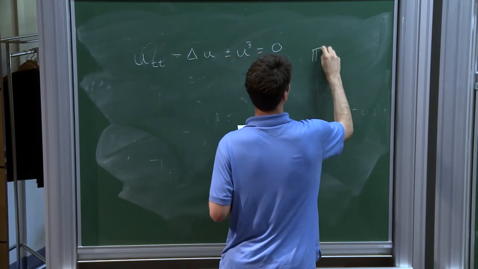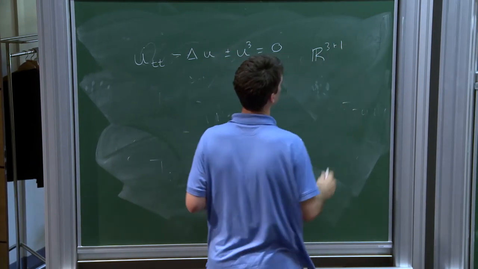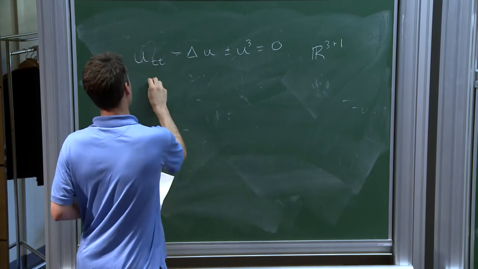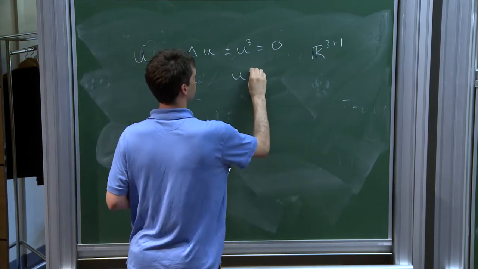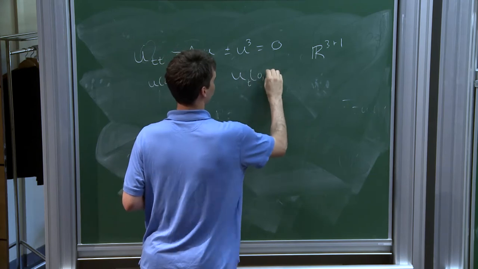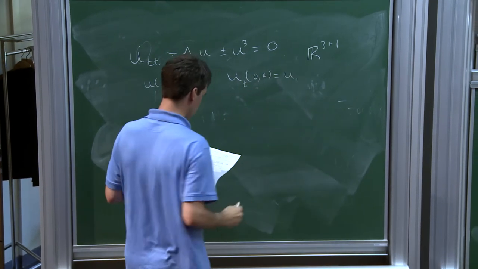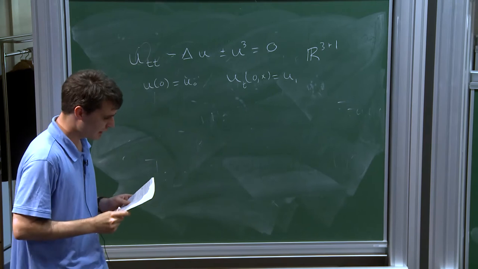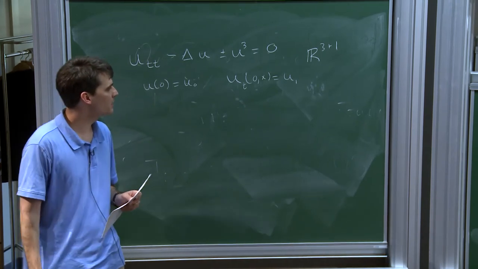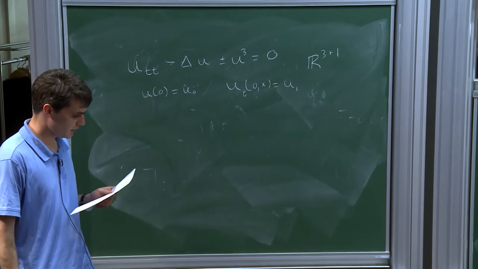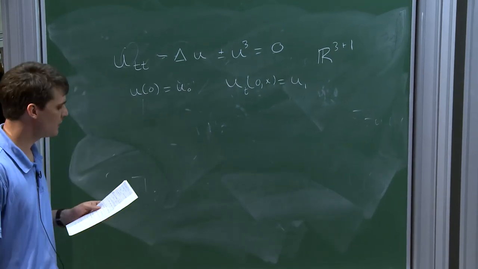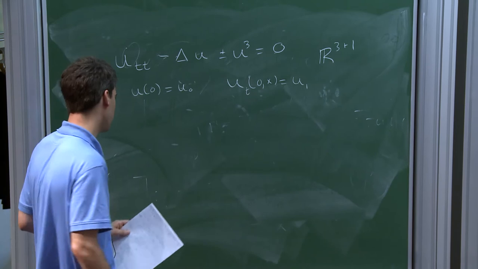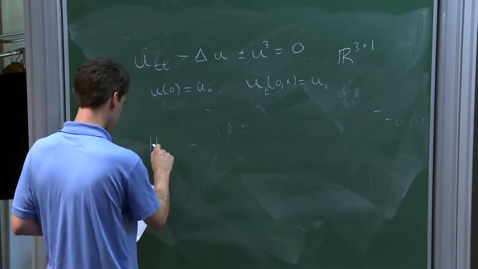Okay, so in this talk, this is the equation that I will be discussing. It's the cubic wave equation in three dimensions, and this equation is called an H to the 1/2 critical problem.